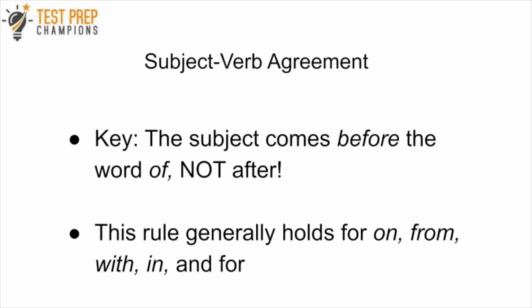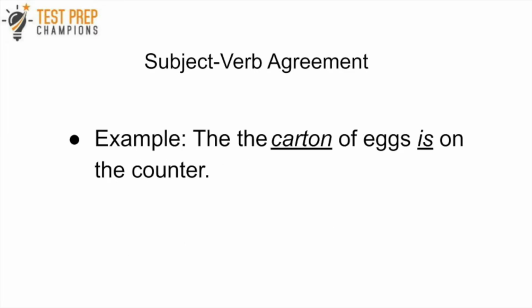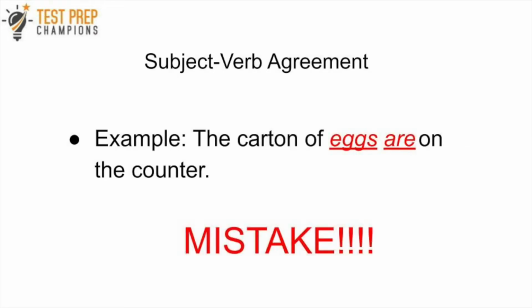First key rule here is that the subject comes before the word of, not after. This rule generally holds not just for of, but also the words on, from, with, in, and for. But remember, you have to keep the context of the sentence in mind. Look at an example. The carton of eggs is on the counter. The subject in this sentence is the carton. There's only one carton here. Remember that a singular subject takes a singular verb, so the verb here is. A common mistake would be to think that the subject is eggs. Since the word eggs is plural, some students might think that it should take a plural verb. This is wrong. Thinking that the subject comes after the word of is incorrect.